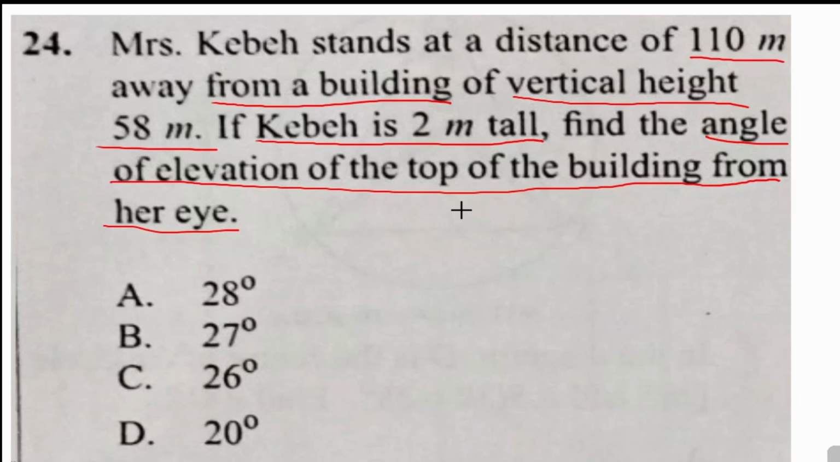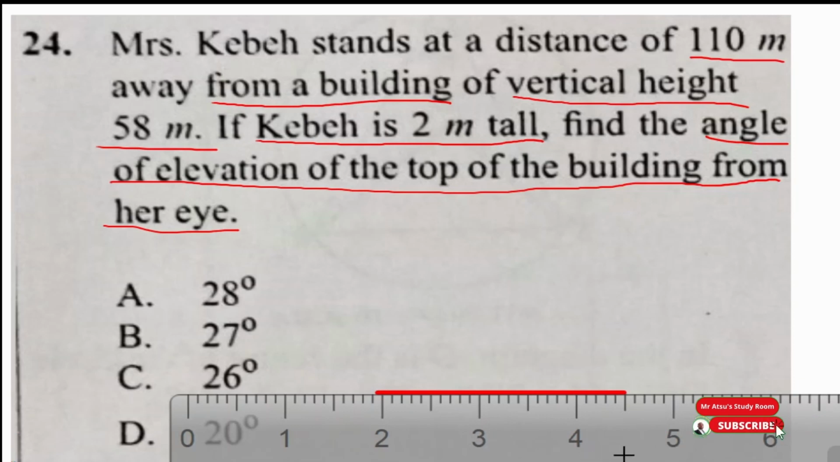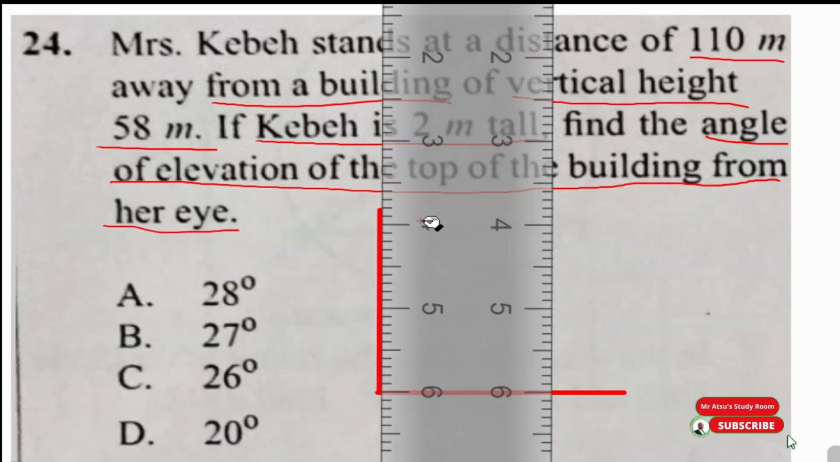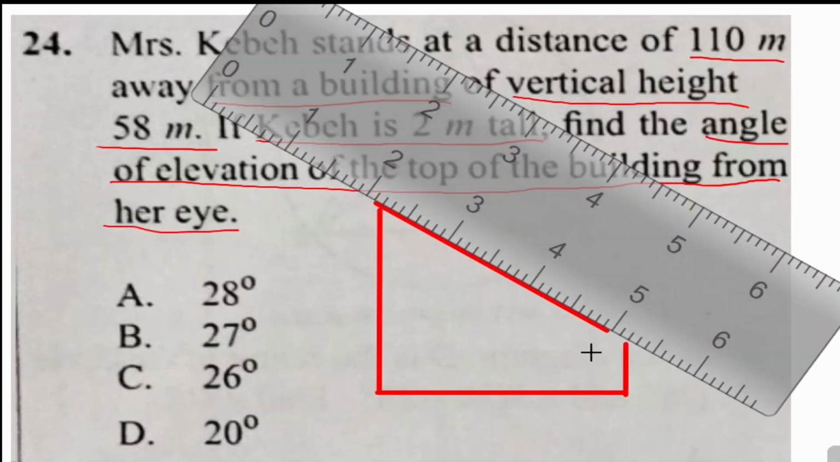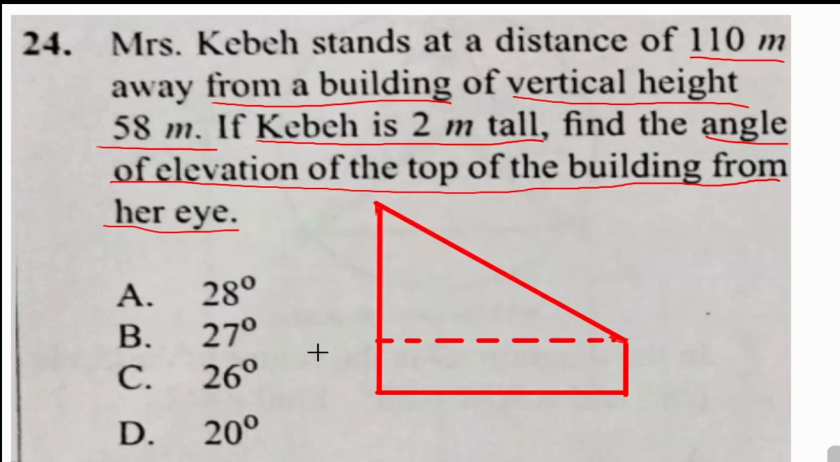Obviously, this question is an application of trigonometry or trigonometric ratios, so it will be advisable for us to sketch the problem, and let me do that quickly before I try to place the information into it. Right, so this will be the representation of our problem, where this is Mrs. Kebe, who is 2 meters tall. So let me write my 2 meters here.